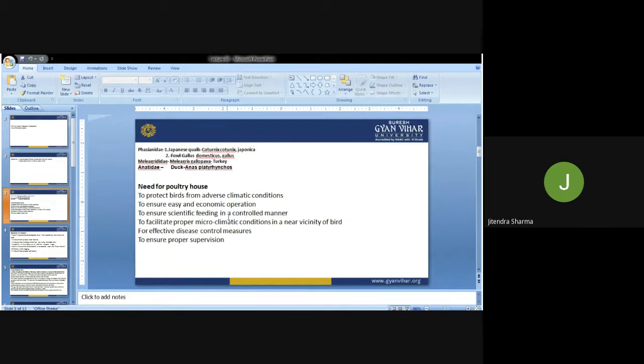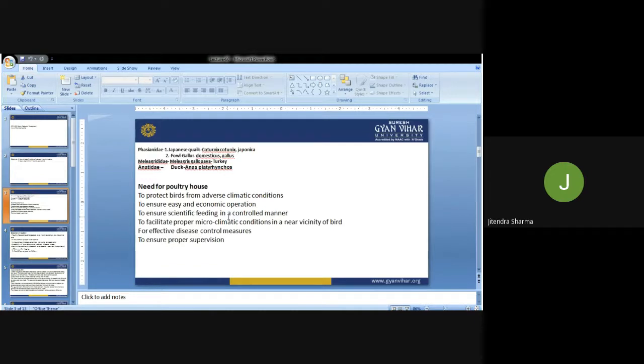Then, to ensure scientific feeding in a controlled manner. Yes, because in the case of broilers, we provide very controlled feeding. For example, initially in the brooder house, when we keep the birds for at least 3-4 weeks, that is the time which is very important. For broilers, we have to have a separate feed, and for the layers, we have a different type of feed, which requires different combinations. In broilers we have very clear in mind that after 6 to 7 weeks, the birds will attain the highest body weight.